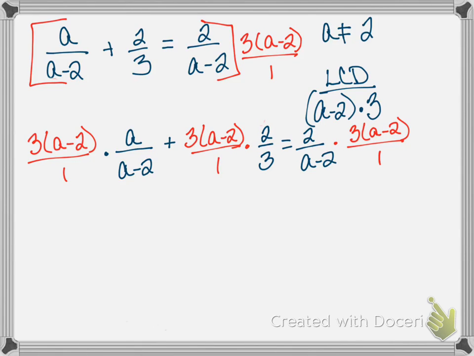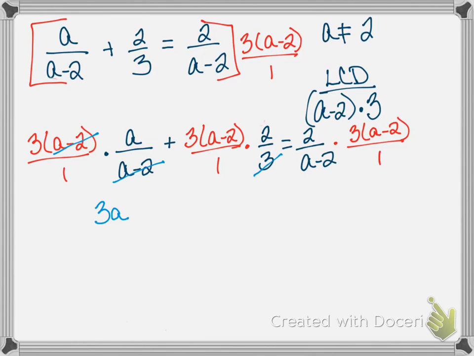Okay, so I have multiplied my LCD times each one of those things. My LCD is 3 times A minus 2. Now I can eliminate those denominators, which is my goal, eliminating the denominators. So A minus 2 and A minus 2 cancel. What am I left with in my first rational? 3A. Excellent. You guys did great.